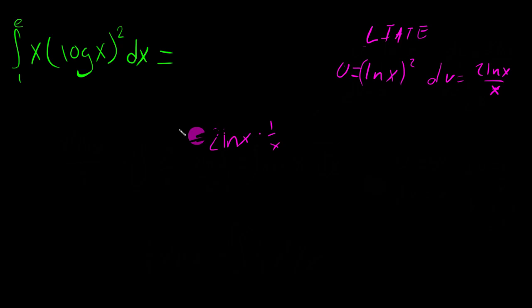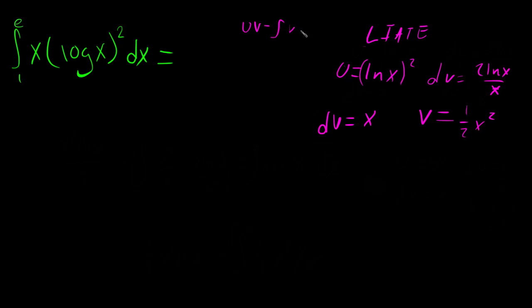So our dv has to be our x, because everything else is already in u. And then the integral of x is 1/2 x squared. Okay. So using the formula for integration by parts, it's this.